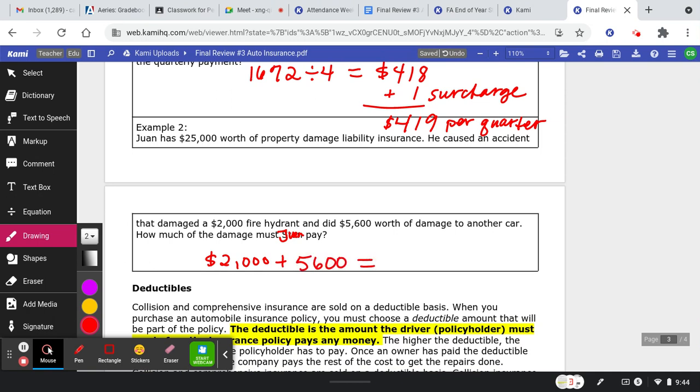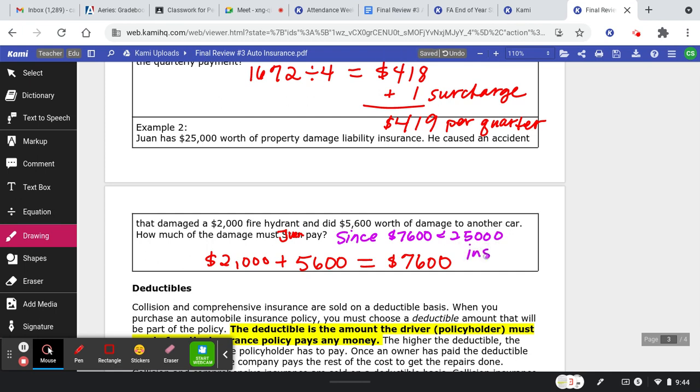And so this works out to $7,600. And as long as this is completely under your limit of coverage, since $7,600 is less than your coverage, then the insurance company will pay it. But remember that insurance pays everything except the deductible.